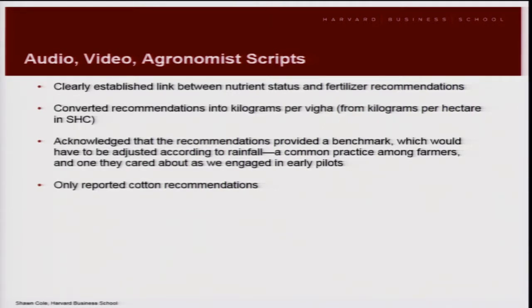Okay, so the scripts in the audio, video, and agronomist were virtually identical. They explained why nutrient status matters and how fertilizer affects nutrient status and why soil tests help you measure nutrient status. They then gave the recommendations in kilograms per biga. And they also said, this was a feedback we got from a lot of farmers, that the amount of fertilizer I should apply depends a lot on the quality of the rainfall. And so the scripts all acknowledge that these are the baseline recommendations, and you may want to adjust them based on the amount of rain you get. And we focused just on cotton.